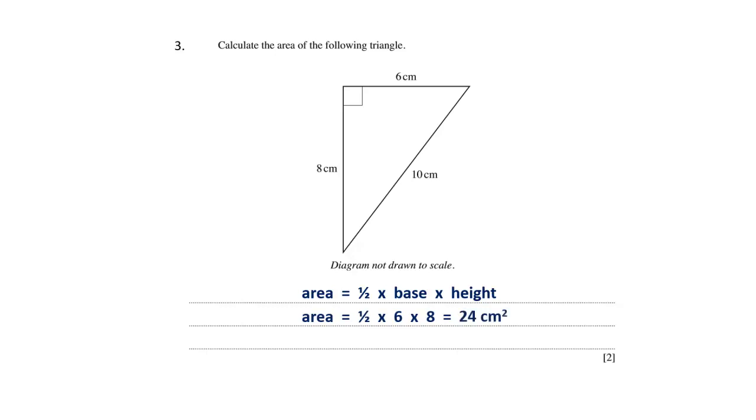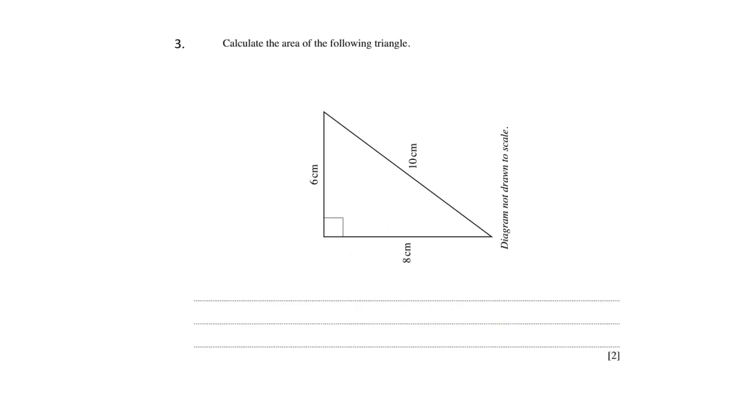Now we could have just turned this triangle round that way if we wanted to, and this time the base would be 8 and the height would be 6, but we get the same area. Half times base times height, half times 8 is 4, 4 6s, 24.